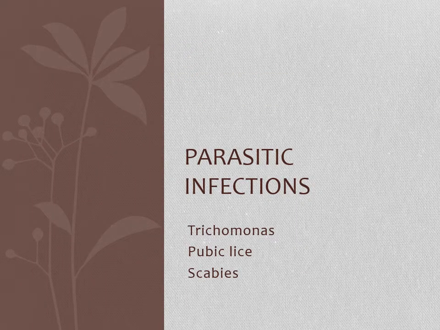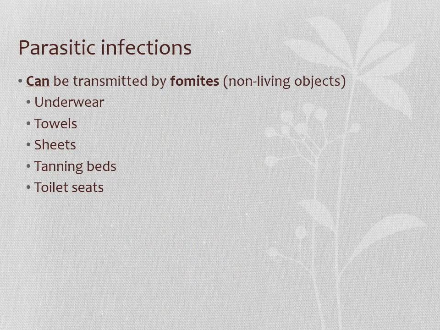So let's focus on parasitic infections first. So a few rules that apply to parasitic infections, and the big one, this is what makes them very different from the other sexually transmitted infections, is that these do not necessarily require direct transmission. They do not necessarily require intimate contact from person to person, because they can live on fomites, which is the generic word that we use to refer to non-living objects.